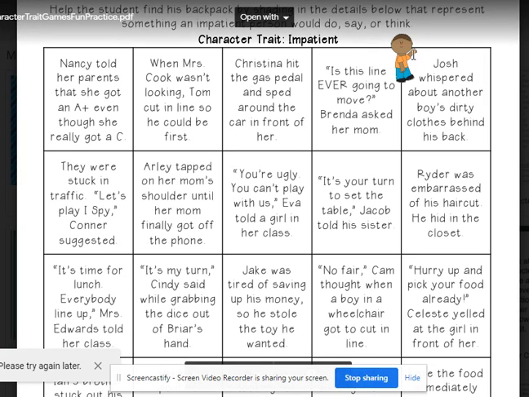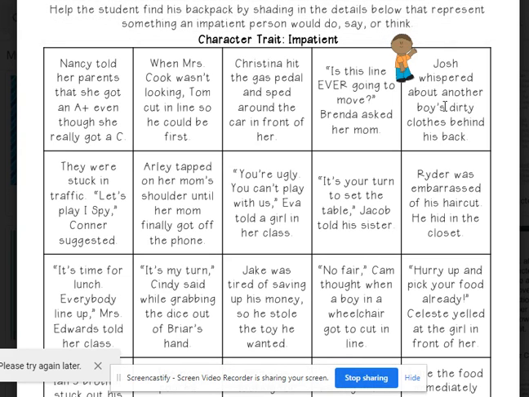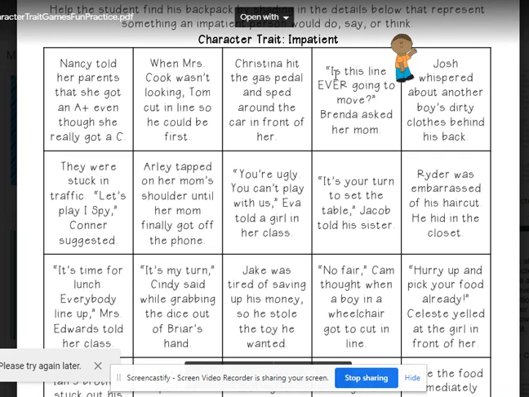Okay, so here's the little boy. So let's just start over here. Josh whispered about another boy's dirty clothes behind his back. Does that have anything to do with impatient? Well, no. I would say that that person is rude. That person is gossiping. Okay, but that has nothing to do with impatient. So leave that one blank.